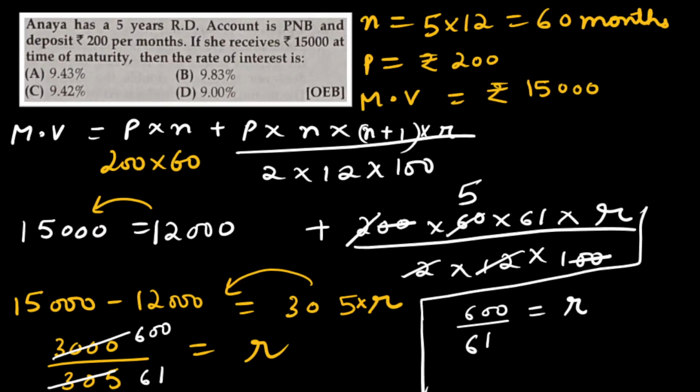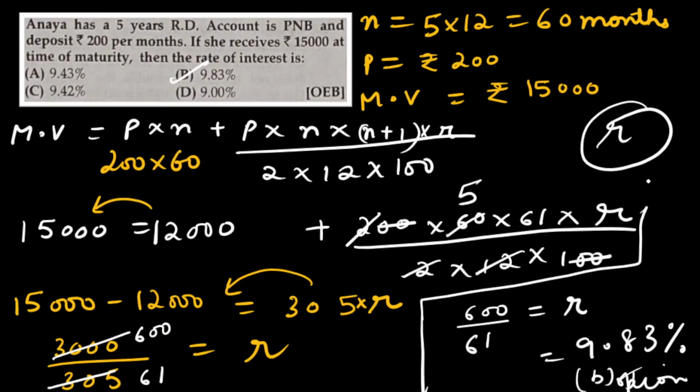I think we'll get decimals, all the options are also in decimals only. So divide 600. Okay, Tarun has given the answer 9.83. If we divide this, we'll get 9.83%. I want everyone to share the answers. 9.83%, option B. So option B, 9.83, is the correct answer of this one. So in this question, we learned how to find the value of R.